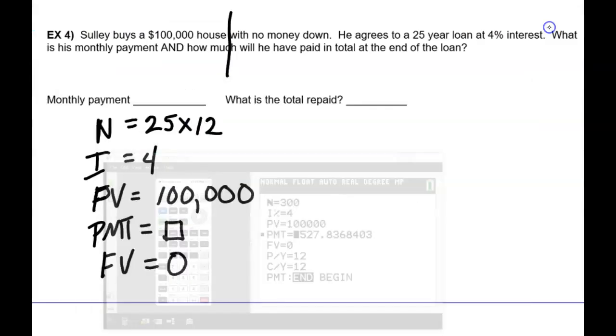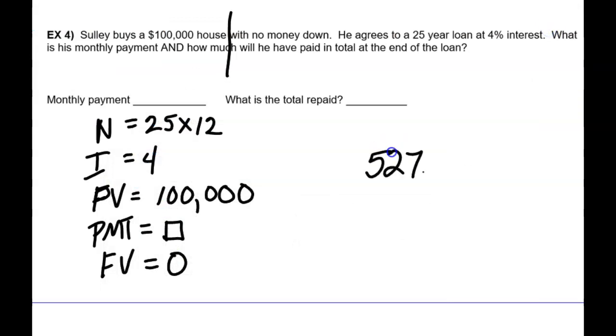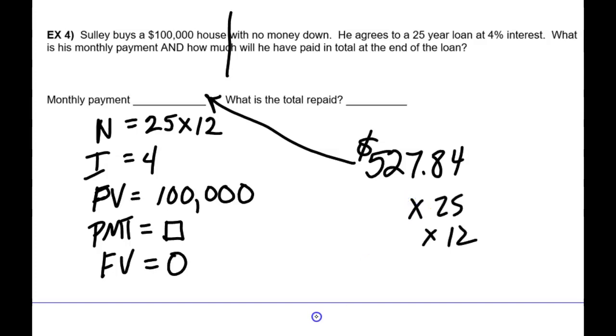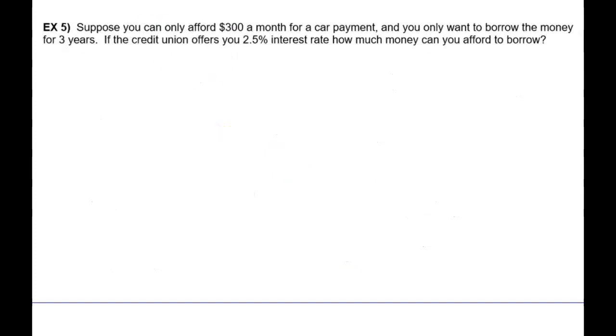$527.84. Anybody get that? Again, just ignore the positive or negative. That's just one way is you getting the money, one way is the bank. Times 25 times 12. Anybody do that one yet? Did someone else get that amount? So you paid an extra $58,000 to the bank in interest. All right. I think we're almost done.